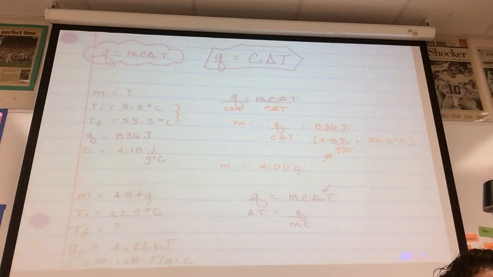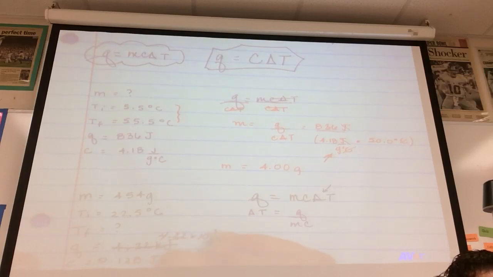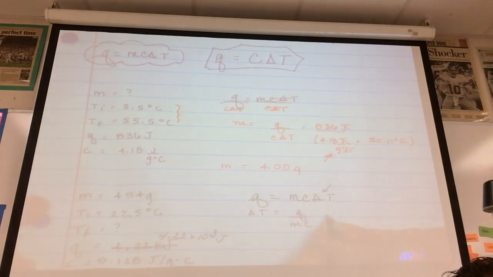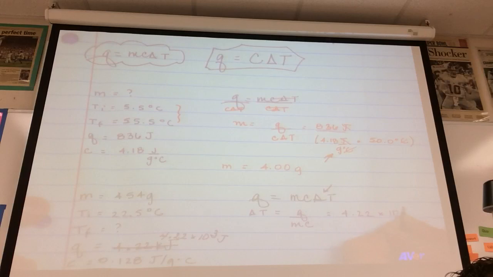In addition, your unit for C is joules per gram degree Celsius. In order to get the units to cancel, you've got to have joules for both or kilojoules for both. So you're going to multiply this by 10 to the third or move the decimal 3 to the right, whatever's easier for you. But make sure you have the same units or you are going to have a mess. 4.22 times 10 to the third joules.